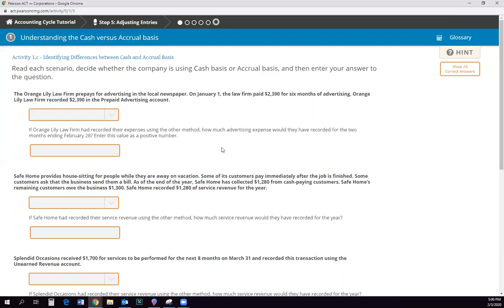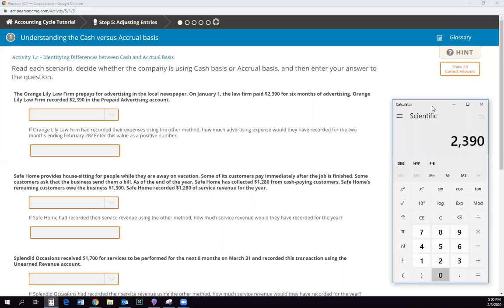And we would say for a 2-month period, they would have, if $2,390 is 6 months worth, then we divide that by 6, and that's $398.33 a month. For a 2-month period, we'd say $796.67. Oh, wait a minute. Oh, I'm sorry, I tricked you guys. So this is actually, if we were using the other, which is cash, we wouldn't try to see. This is how I tricked you.